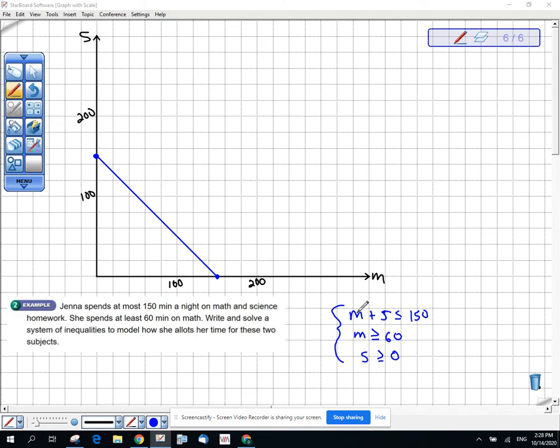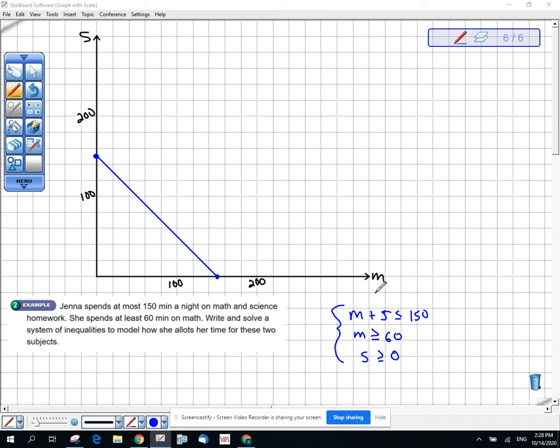I plugged in 0 for m to get a value out for s to get this point right here. I plugged in a 0 for s to get a value out for m to get this point right here. Now I'm going to plug in the origin, 0, 0. Completely different reason to figure out the shading.